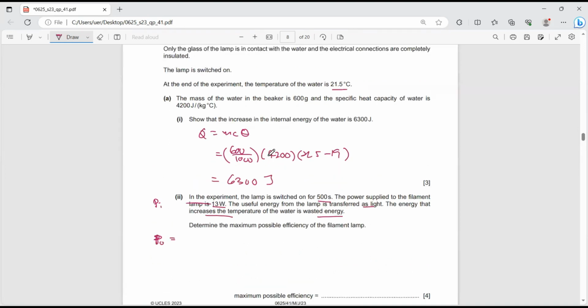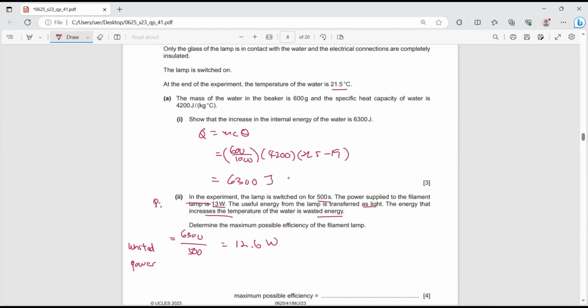So what is the wasted energy? It's 6,300. Wait, this is not output. This is the wasted energy. Wasted power, okay? Wasted power is how much? 6,300 divided by the time taken, 500 seconds. Okay, you get 12.6 watt.